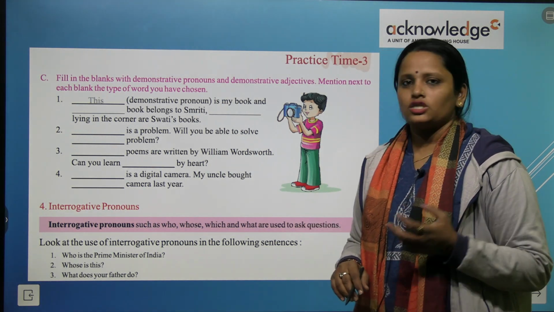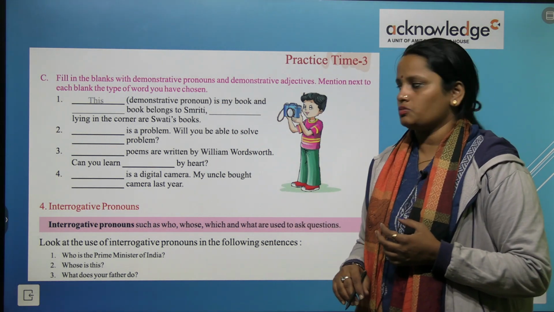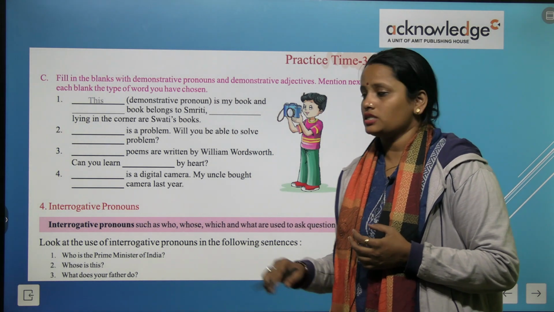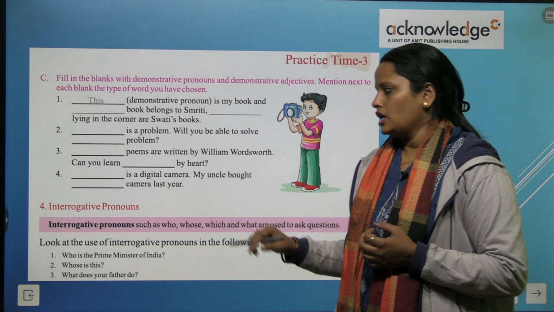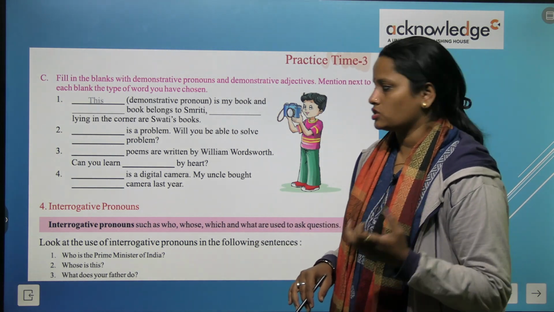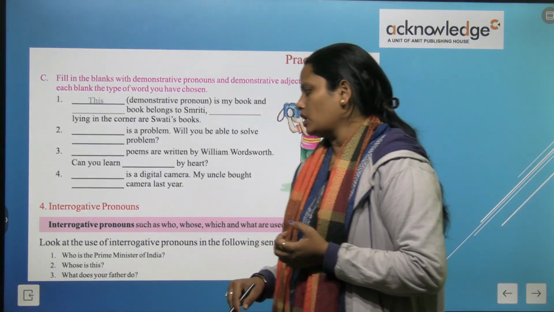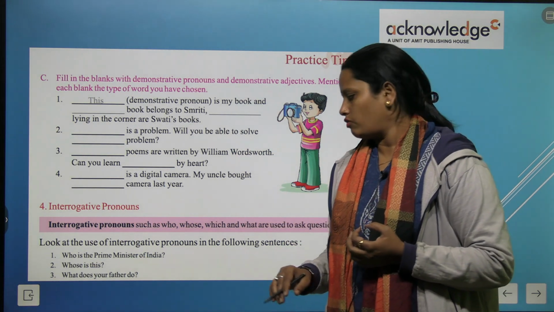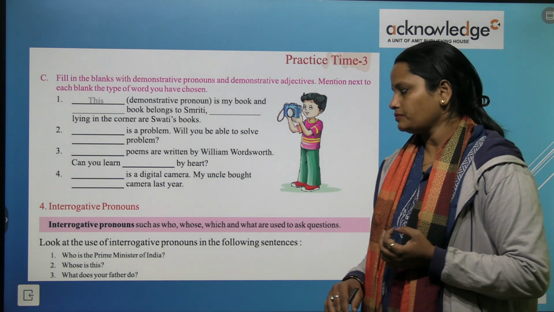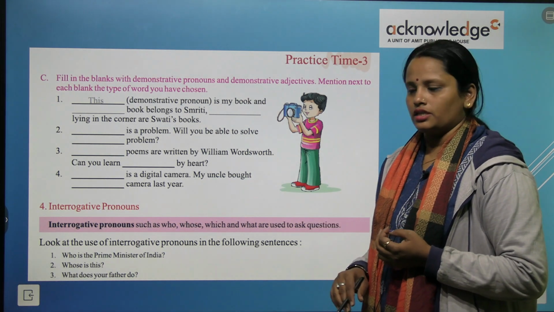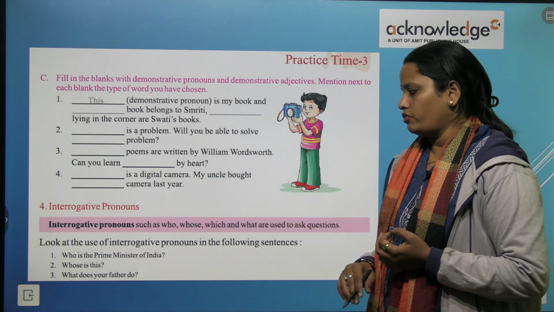Next is interrogative pronoun. अब interrogative pronoun क्या होता है? Interrogative pronouns such as who, whose, which and what are used to ask questions. So ये pronouns use होते हैं questions को पूछने. Now look at the use of interrogative pronoun in the following sentences. Who is the Prime Minister of India? Who is this? What does your father do?